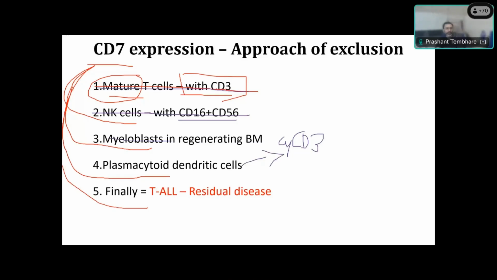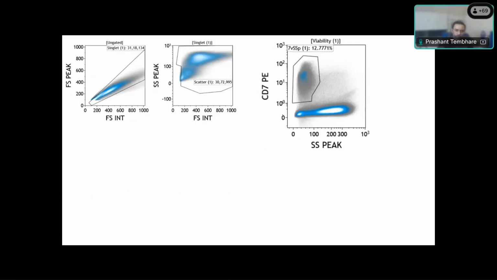So finally, if we remove all these 4 populations, and if we still have a cytoplasmic CD3 positive, CD7 positive population, that has to be residual disease. So this approach is called the approach of exclusion. Basically, we identify all CD7 positive cells and we remove one by one all possible populations except for residual disease. We remove mature T cells, we remove NK cells, we remove myeloid blasts and dendritic cells, so that finally we get TLL, and this is called the approach of exclusion. Okay, so how is it done?